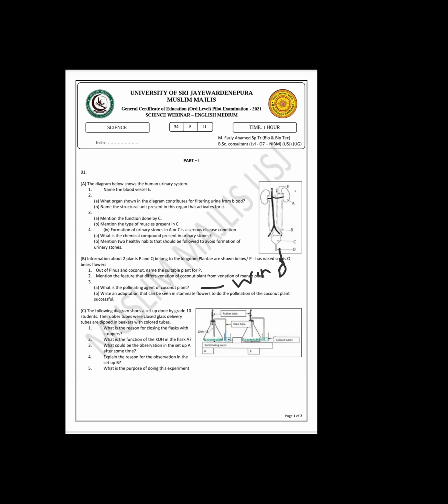Wind. Write the adaptations that can be seen in staminate flowers for successful pollination of the coconut plant. Why are flowers pollinated by wind referred to as aerophilous or anemophilous flowers? Such flowers are usually located separately as staminate and pistillate flowers. So aerophilous flowers show adaptations for successful pollination.